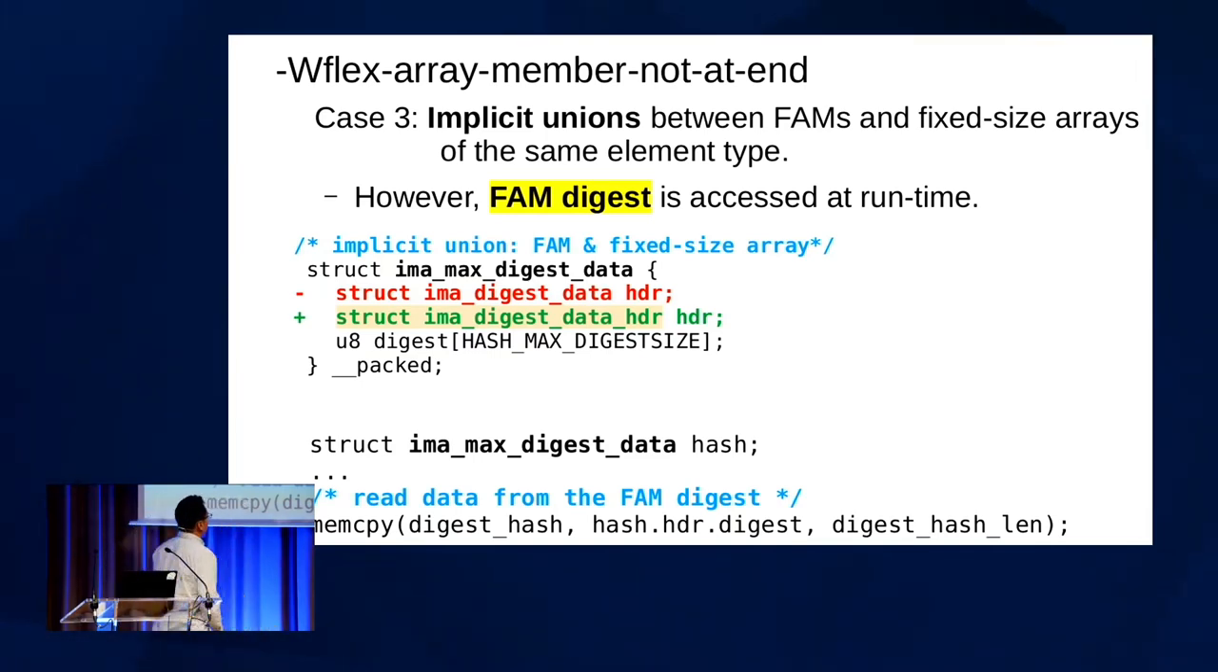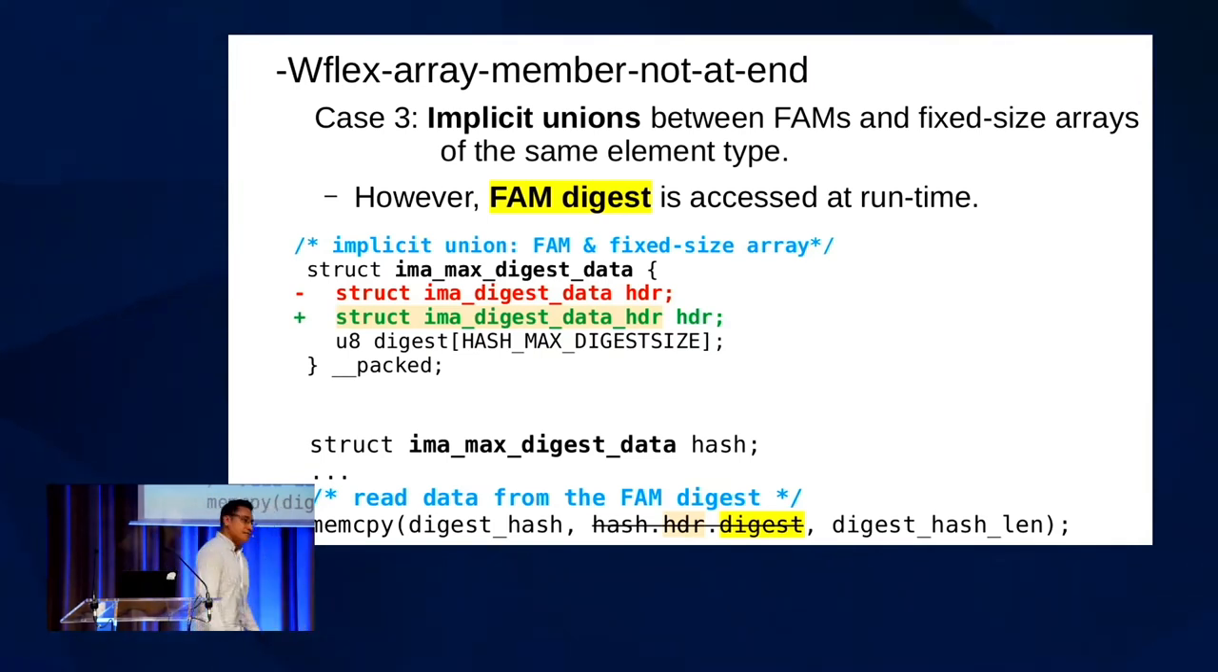So here I have an example of that. Of course, we have our composite structure. And here at the bottom, we have an object of the type of the composite structure. And if you notice here, memcpy was trying to read from the flexible array member. So this is the flexible array member. We can no longer do this because that flexible array member is not there. It's gone. So this is a bit complicated.